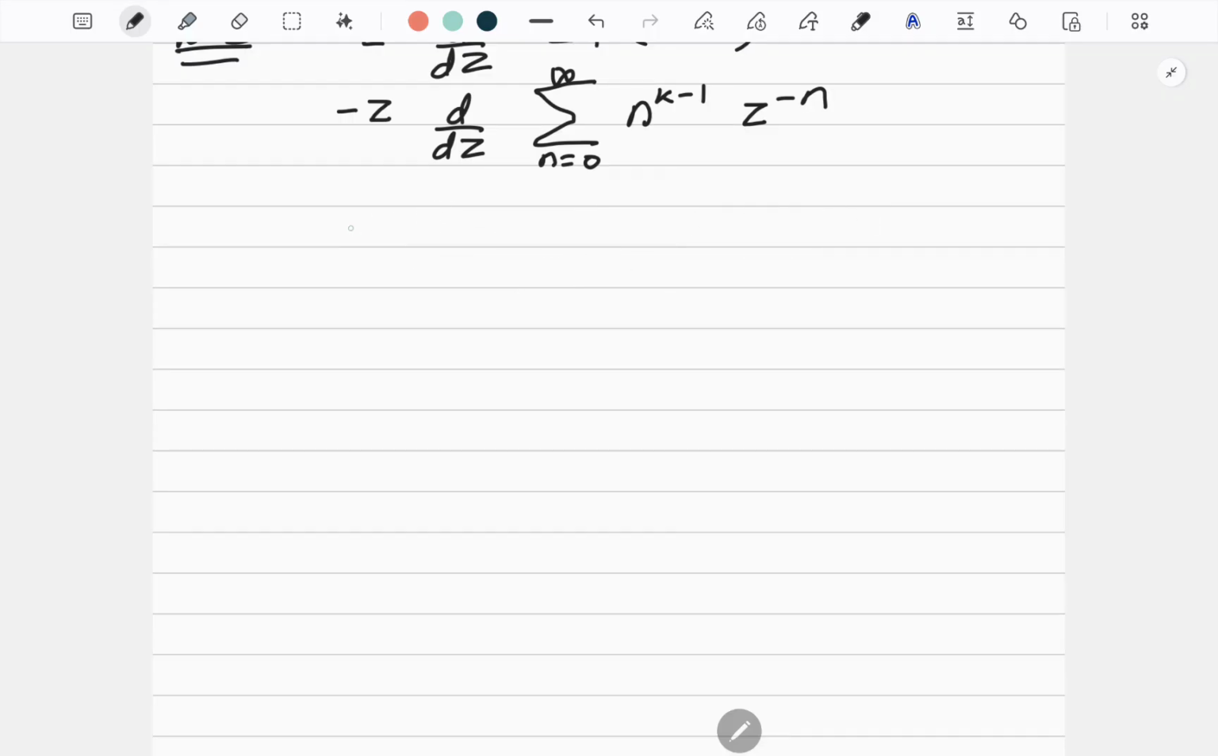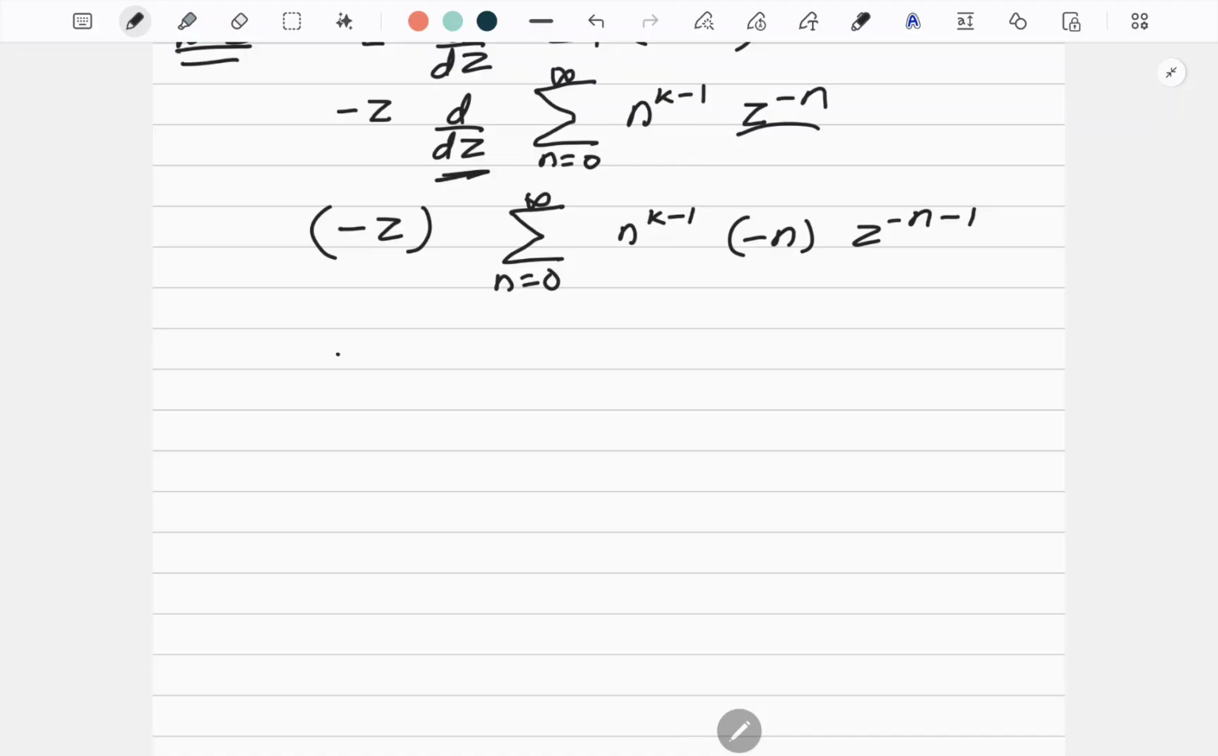Okay. So let us start now. Minus z outside. Okay. I will differentiate the result. Summation n is equal to 0 to infinity. N to the power k minus 1. Now d by dz of this thing. So minus n z to the power minus n minus 1. Okay, so minus z, and this minus sign can come out. But n I cannot bring out of the summation. Okay, so this becomes n to the power k minus 1, and this n will become n to the power k.